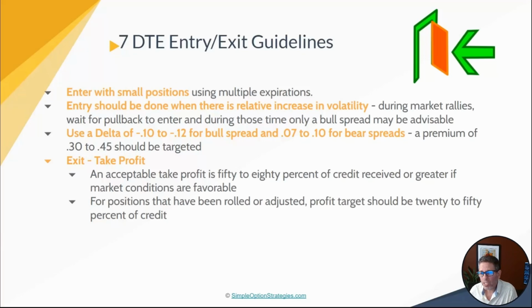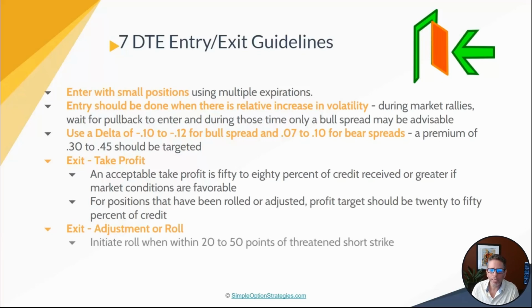So for positions that have been rolled, profit target should be 20 to 50%. And the reason for that is because when you roll a trade, you're actually not going back to a 12 delta. You're going back to a higher delta, and there's additional risk there. That's why you don't want to push it. Just get out of that trade and be done with it. Although I'll figure out how to get that max profit. That's just what I want to do, is get that max profit. I work to make that full profit as much as I can.